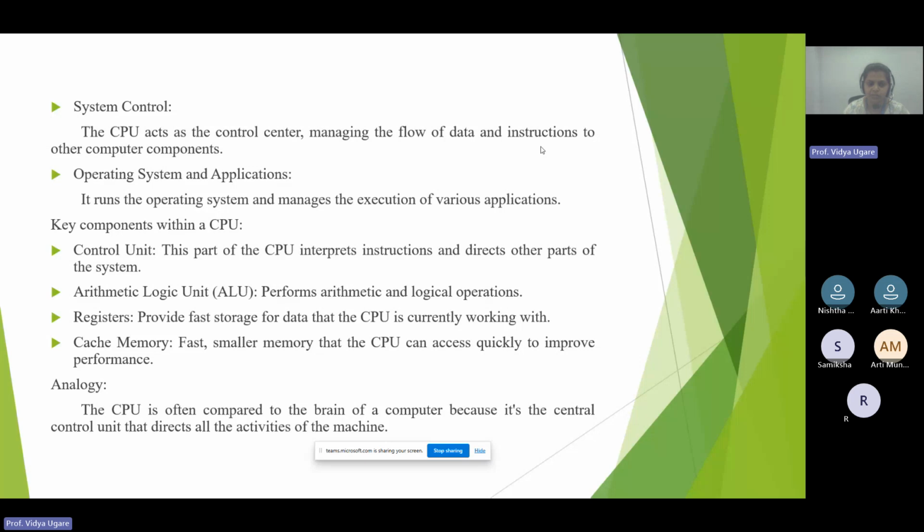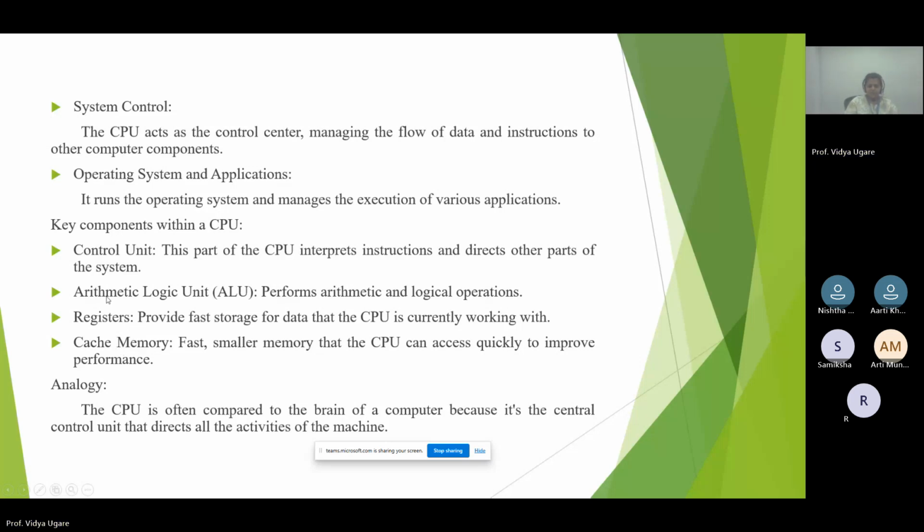For this, you have to understand that the CPU is again responsible for handling the operating system. Along with that, as I have already told you, the control unit is one component, the ALU is another, and one more is registers. And there is something new here called cache memory, registers and cache memory.